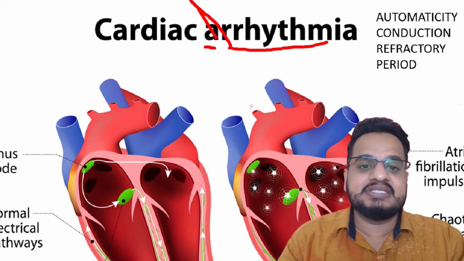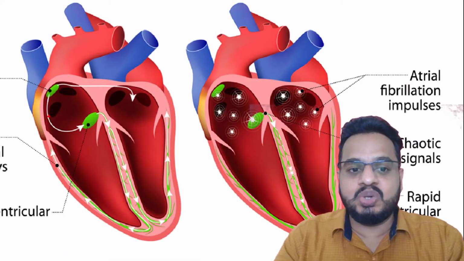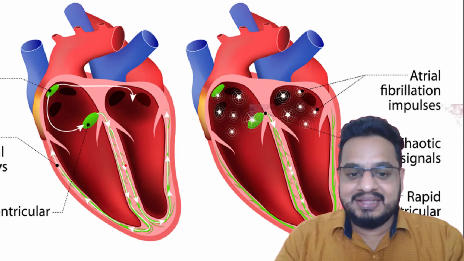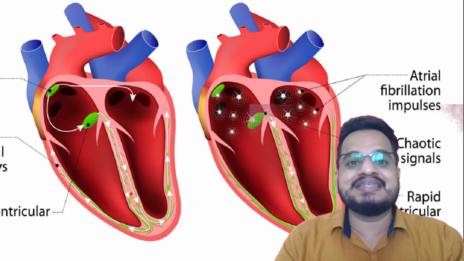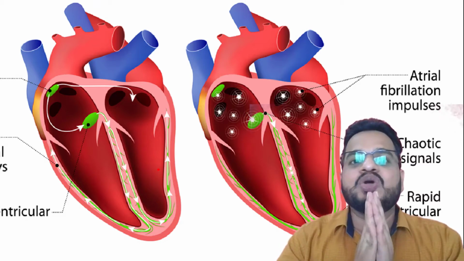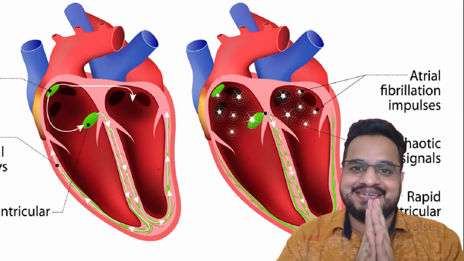No rhythm means what is happening? Check in this heart structure. Here it is simple: the sinus node generates the impulses, which come to the AV node, then pass to the bundle of His and Purkinje fibers. This is a normal heart. Understand? The automaticity, that is the generation of the impulses, is perfect.